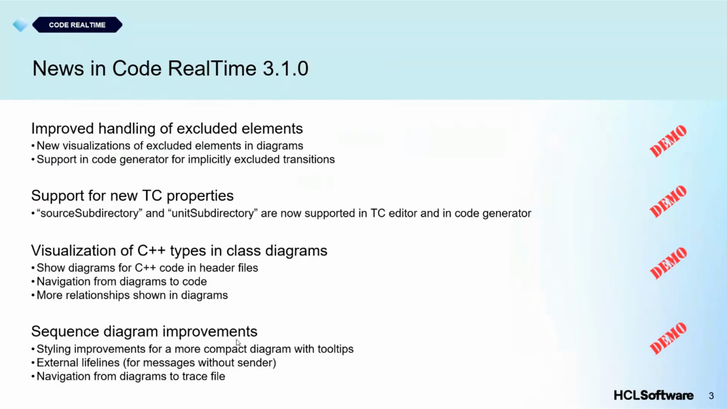For example, if you're debugging with the art debugger and you send a message from that debugger, then that message will have the external lifeline as the sender. And there is also support for navigation now implemented from diagrams to the trace file by double click.